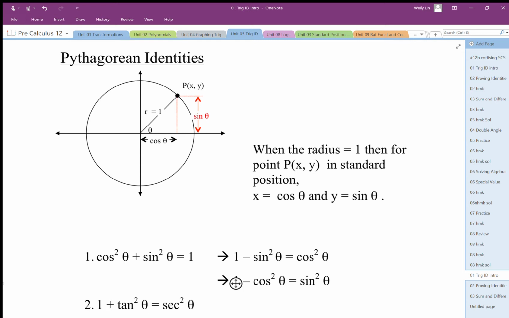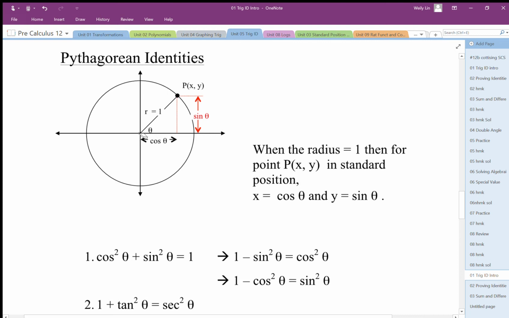And so for the Pythagorean identity, if you think of how a circle is formed, a point on a circle makes a right triangle. That right triangle has a Pythagorean identity. We know that this length squared plus this length squared equals the hypotenuse squared.